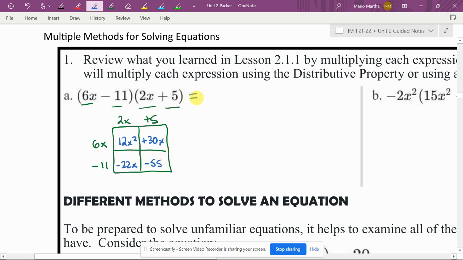And then again, we want to write this as a sum. And then don't forget to combine the like terms. We have 30x and negative 22x right there. So we have 12x squared, nothing to combine it with. 30x minus 22x gives us a total of 8x, and then minus 55. And that's our product written as a sum.